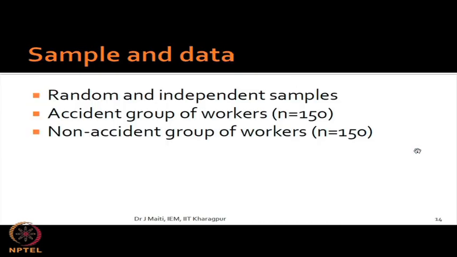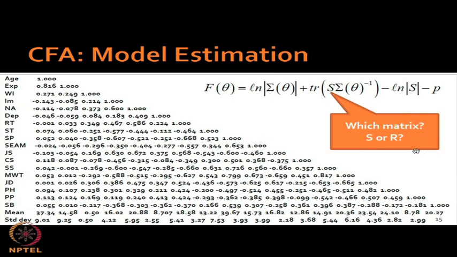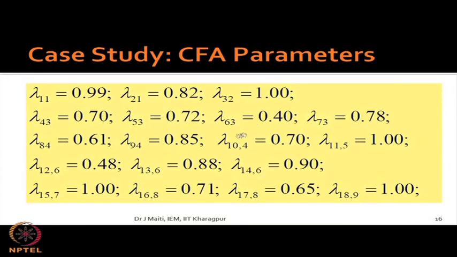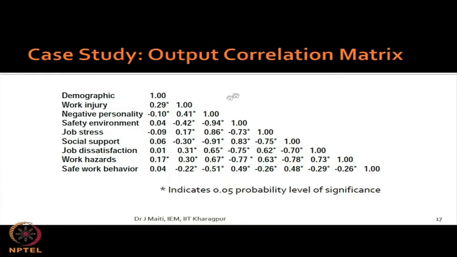Now, we also want to know the correlation matrix between the latent variables, which will be the output of this measurement model. You see that demographic, work injury, negative personality, these are the latent constructs, and this is your correlation matrix. There is a little star, this star indicates the 0.05 probability level of significance.